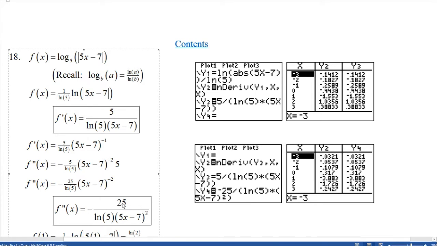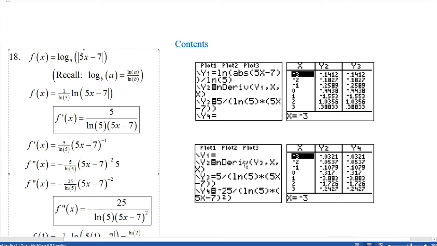That 5 and that 5 makes 25 when you multiply them together. And so you get negative 25 over, well, instead of thinking of this as to the negative 2 power, you can think of it as 1 over this thing to the positive 2. So the final answer for the second derivative is the opposite of 25 over ln of 5 times 5x minus 7 squared.